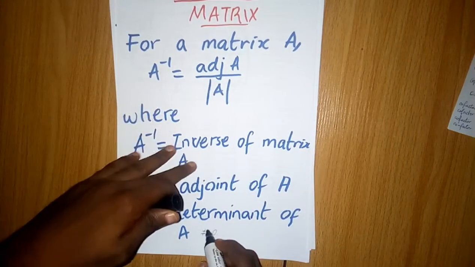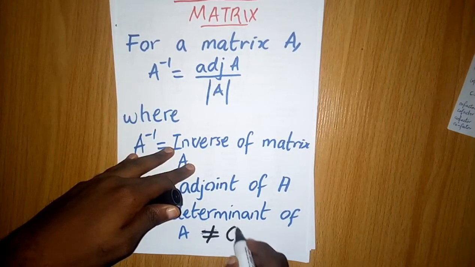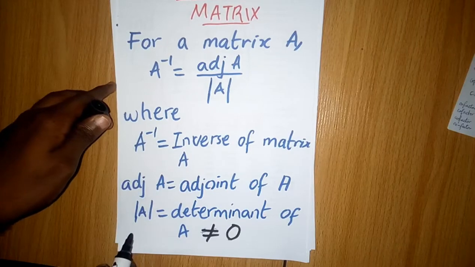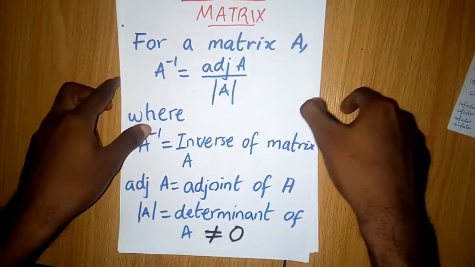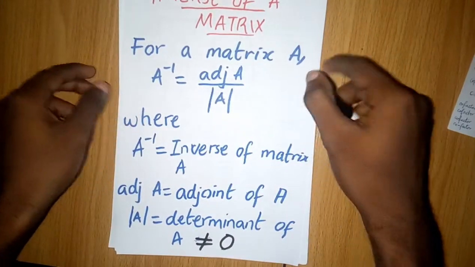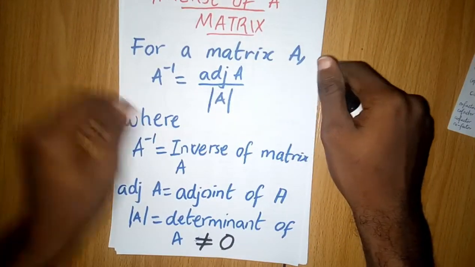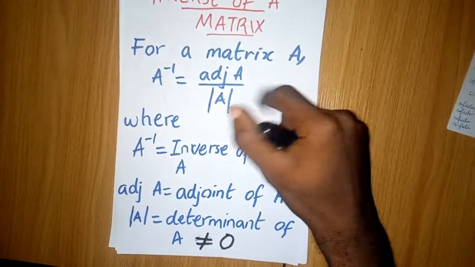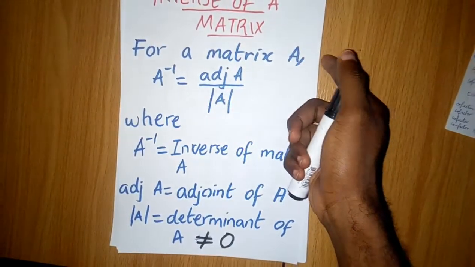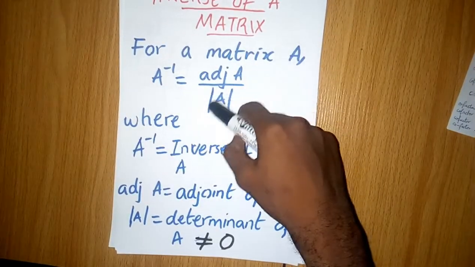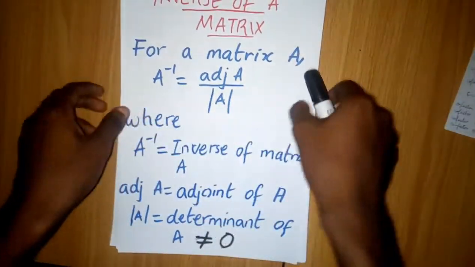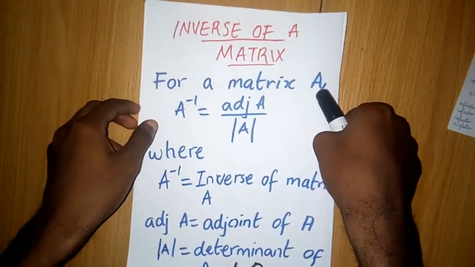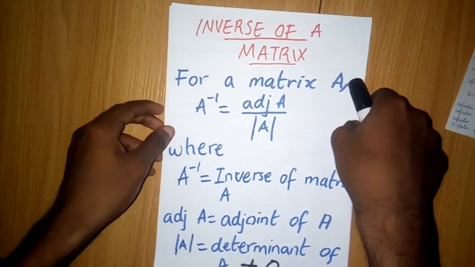Now, the determinant of A must not be equal to 0 for you to have an inverse. If the adjoint is divided by 0, it will be undefined. So that's the inverse of a matrix.